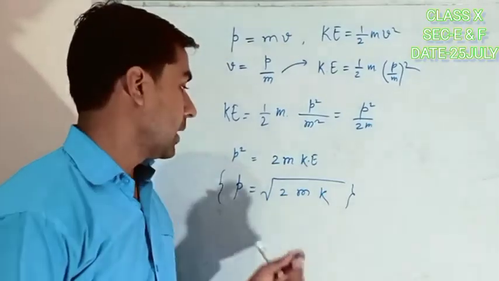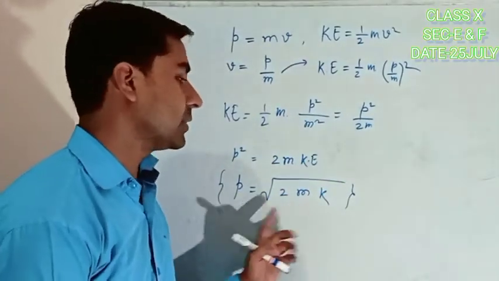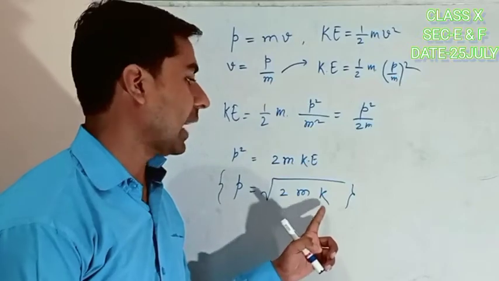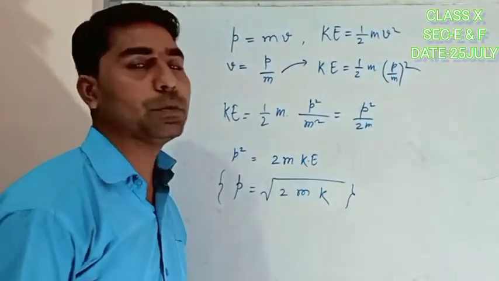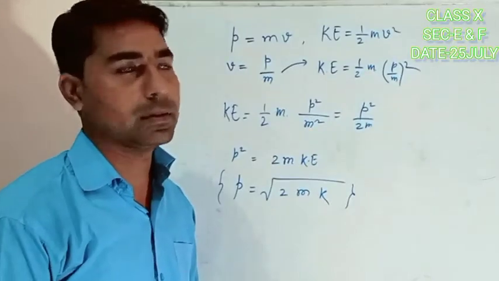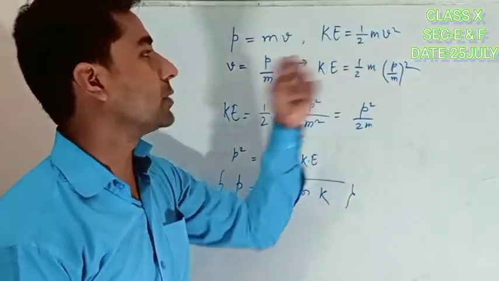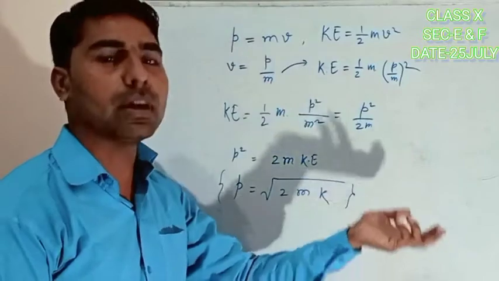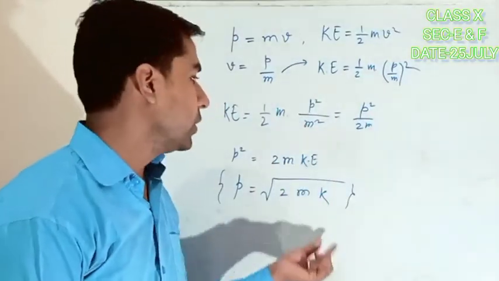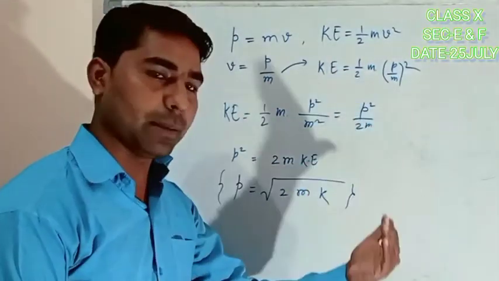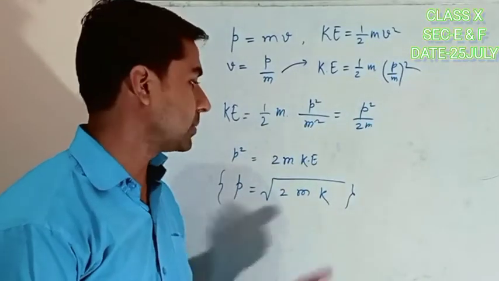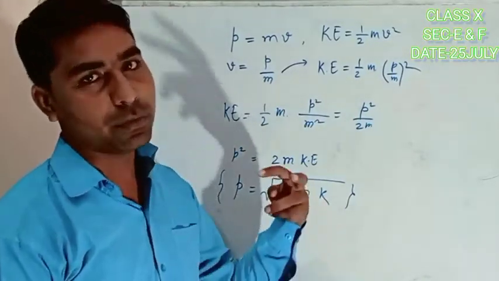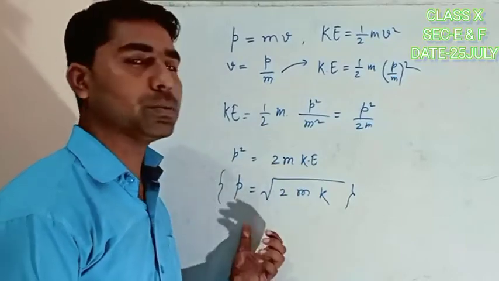If mass is doubled, momentum becomes root 2 times. If kinetic energy is doubled, again root 2 times. But suppose kinetic energy becomes 4 times, as I said, when velocity becomes twice, kinetic energy becomes 4 times. Suppose the velocity becomes 4 times, then momentum will become 2 times, because kinetic energy becomes 4 times, under root 4 means 2.